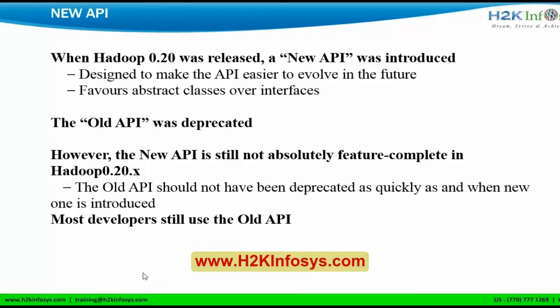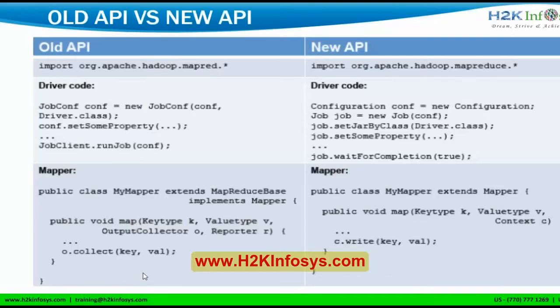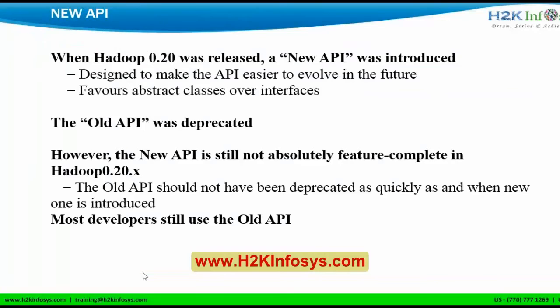So why was the new API introduced? It is designed to make the API easier to evolve in the future. If you compare the new API versus the old API, the code that we write will be a bit less, and the information it shows is also more abstract. Suppose you write 10 lines in the older API version, it is enough to write only 8 lines in the new API. That's where the beauty of the API starts.